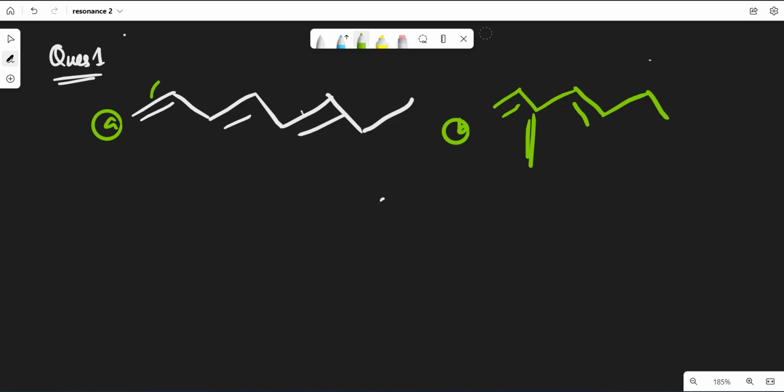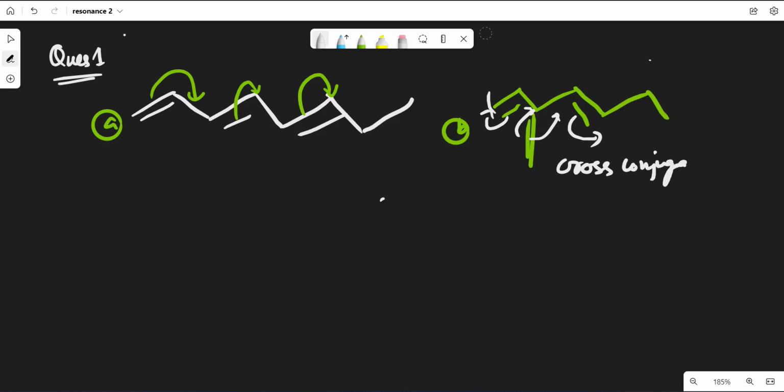As you can see, this one has only one directional conjugation, whereas in the other case, either this will go here and this will go there, or this will go here and this will go there. So this is a cross conjugation. We learned about it, right? So which one will be more stable, A or B? A is more stable than B. Why? Because this one has extended conjugation and the other has cross conjugation, and we talked about it that extended conjugation is more stable than cross conjugation.